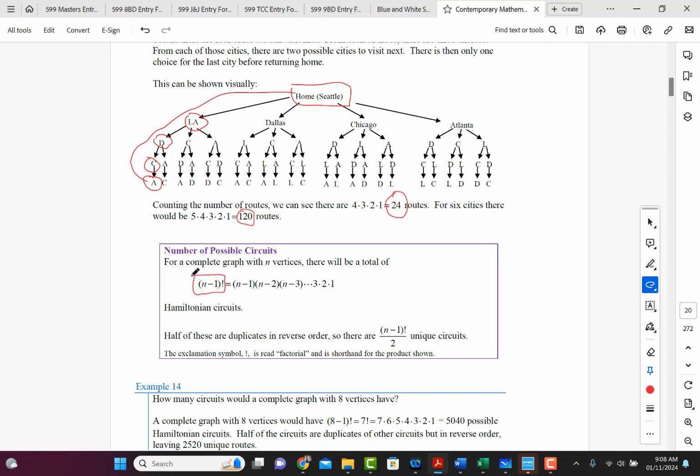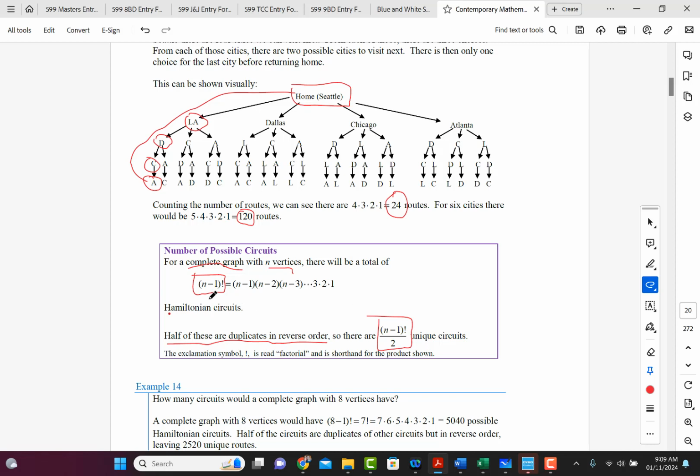But here's the thing. For a complete graph with n vertices, the total is going to be n minus 1 factorial Hamiltonian circuits. Now, half of these are duplicates, in reverse order. So there are actually going to be n minus 1 factorial divided by 2 unique circuits.